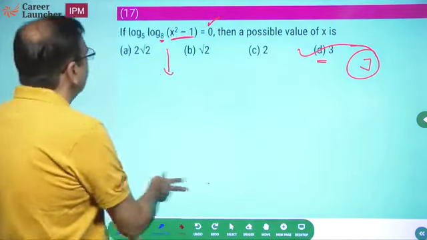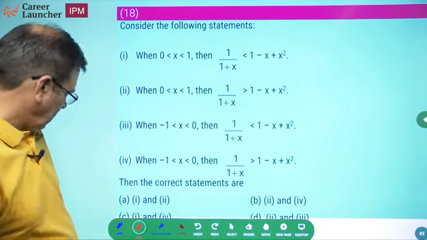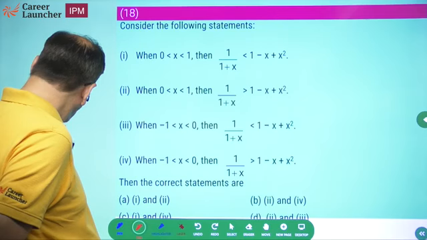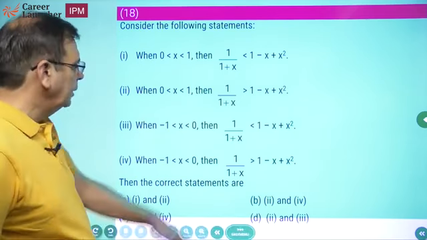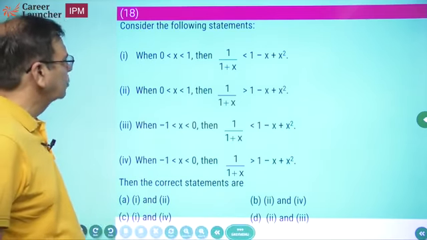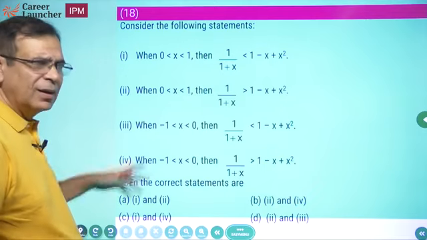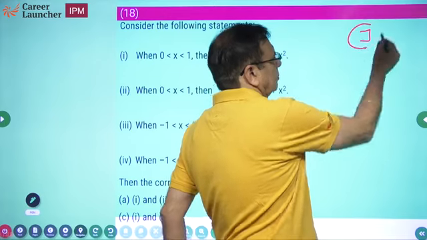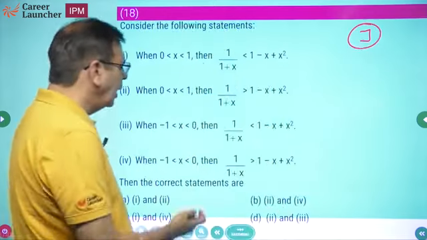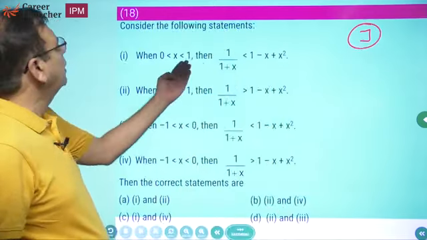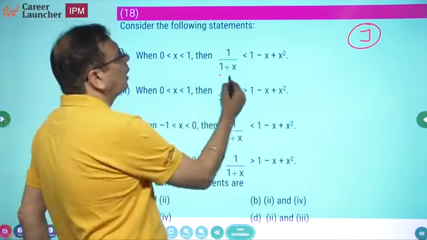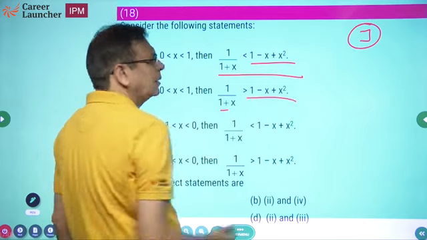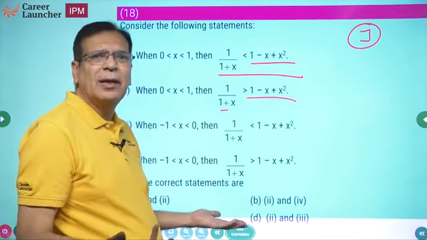Again जुगाड़ लग गया हमारा. Question 18. अरे बाप रे. Okay. Let me just remove this, so that you can look at the choices. Possibly this type. Consider the following statements. समझ गए होगे मैं क्या कर रहा हूं? जुगाड़. What will I do? I'll check choices. When x lies between 0 and 1, then 1 upon 1 plus x should be less than this, and choice 2 says 1 upon 1 plus x should be greater. दोनों में से तो एक ही सही होगा, दोनों थोड़े ना सही हो सकते हैं.